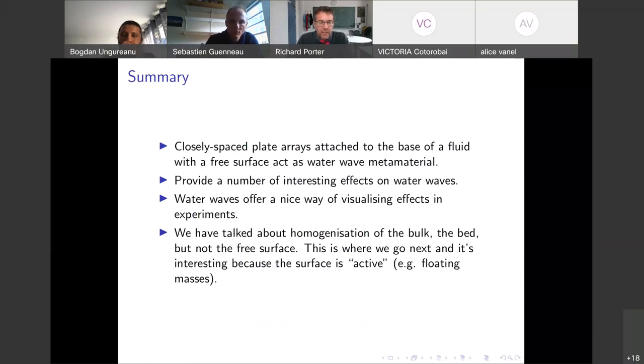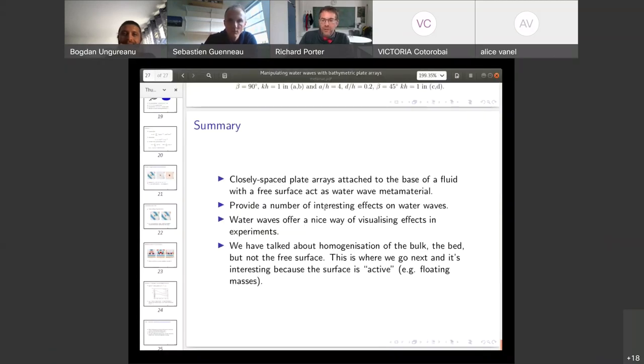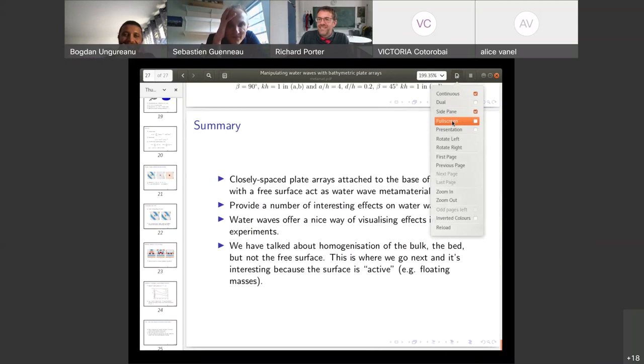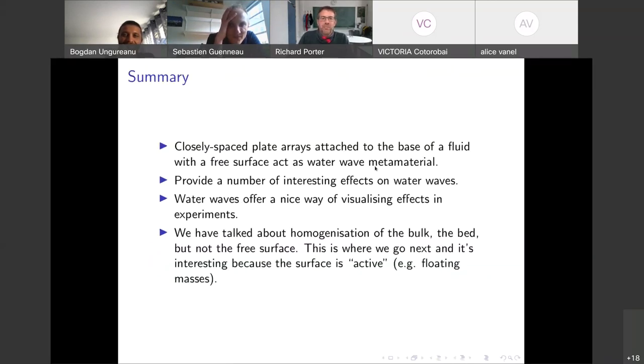Here's a quick summary. What I wanted to say here was that water waves offer a nice way of visualizing these effects that you see in acoustics and electromagnetics in experiments. I always find it nice when people do experiments and show these things working with water waves. I know they're very difficult to do, but when you can actually see these things, it's always very, very nice.